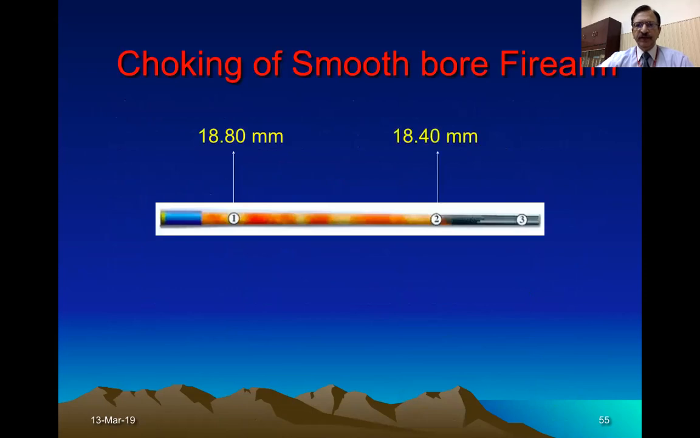This is a diagram showing the choking, that the breech end is having 18.8 millimeter and the muzzle end is having 18.4 millimeter. So 0.4 millimeter is the reduction in caliber. The end is cylindrical.